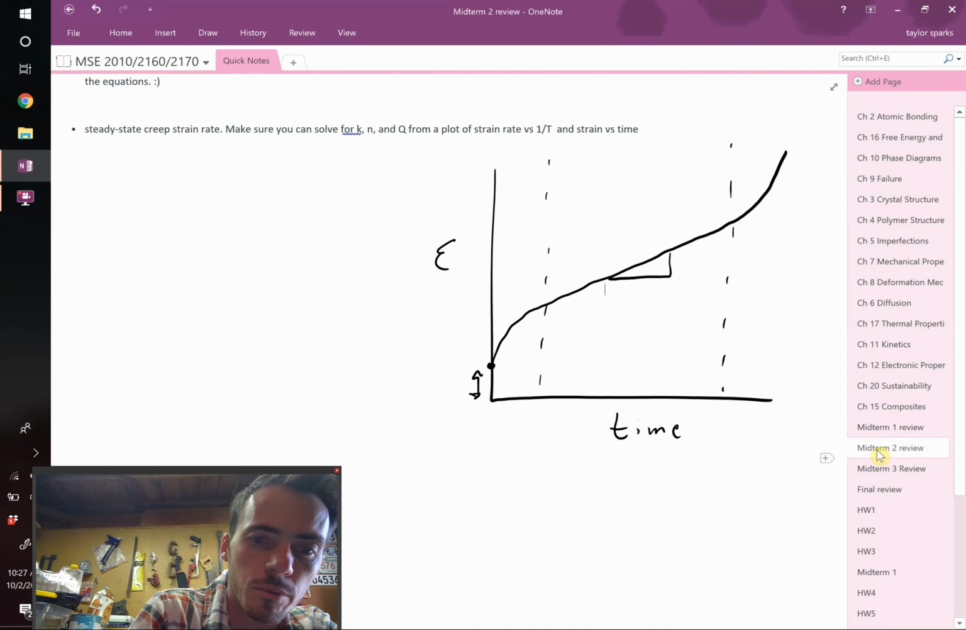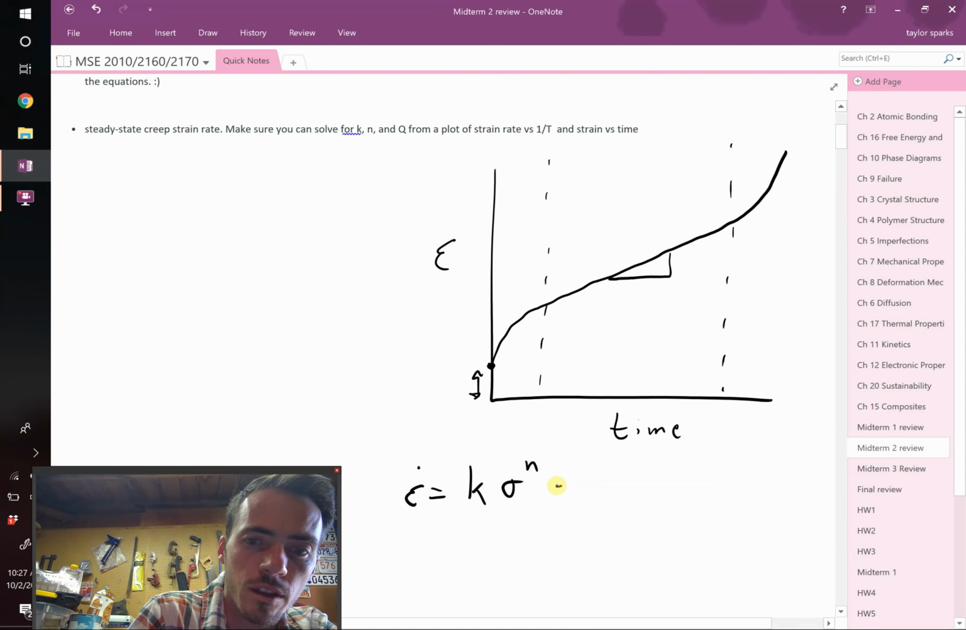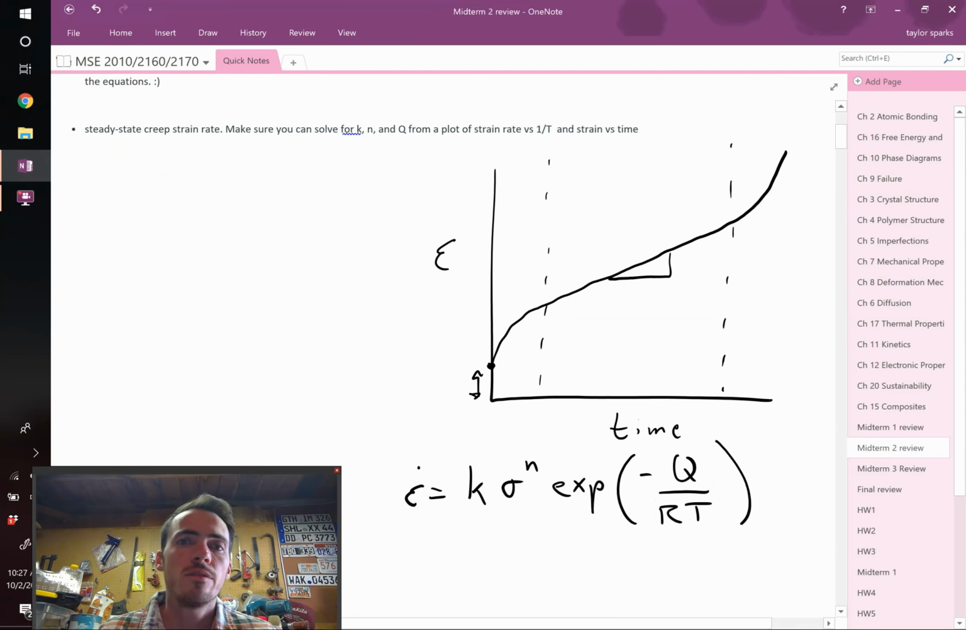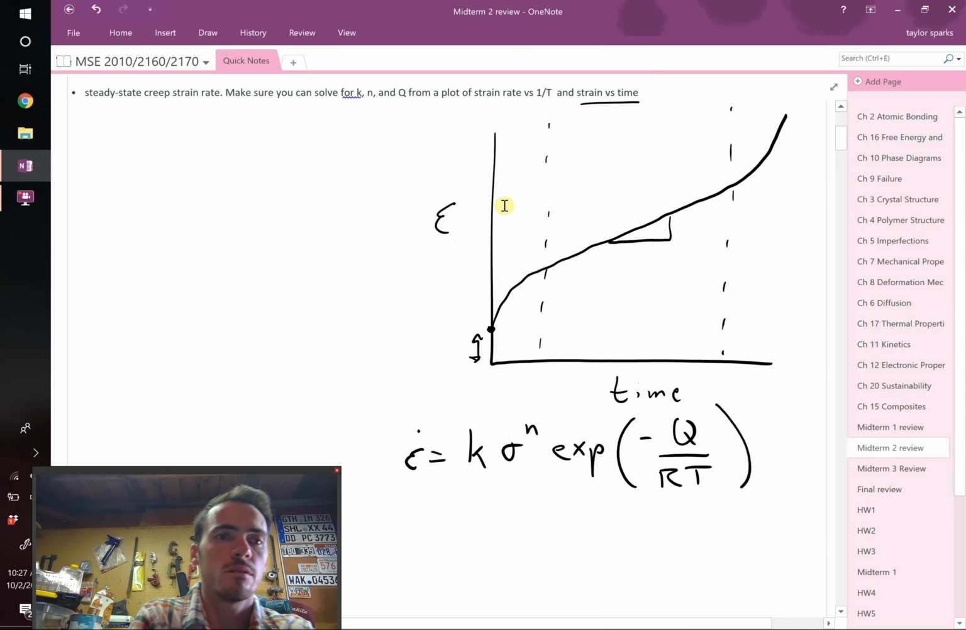The strain rate expression, epsilon dot, is equal to a constant K, the applied stress, sigma, raised to the n, multiplied by the exponential of negative Q, that's an activation energy for creep, over RT. Right? So that is the plot of strain versus time. What about the other plot? Well, the other plot, let's draw it right here.